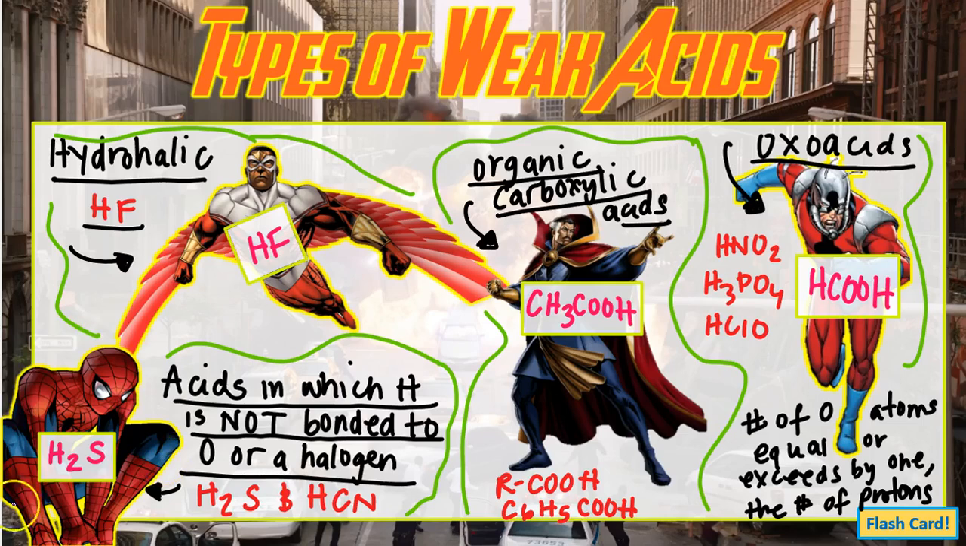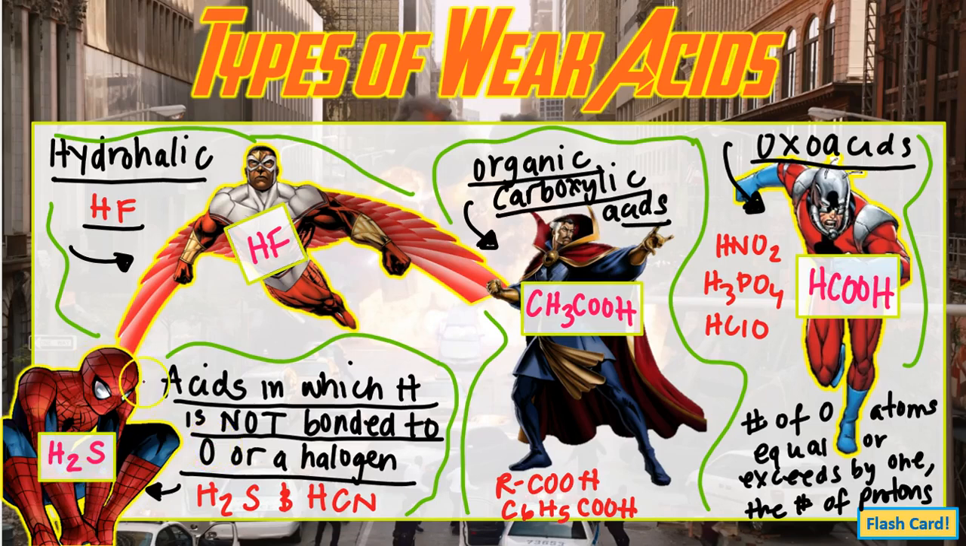And then there are our H2S Spider-Man type of weak acids, which are going to be acids where the H atom is not bonded to oxygen or a halogen. So we're so used to seeing it bonded to oxygen or halogen. Well, there's 2 types of weak acids that we focus on that do not do that, which is going to be H2S Spider-Man and, of course, the HCN or hydrocyanic acid that we saw in the table before.